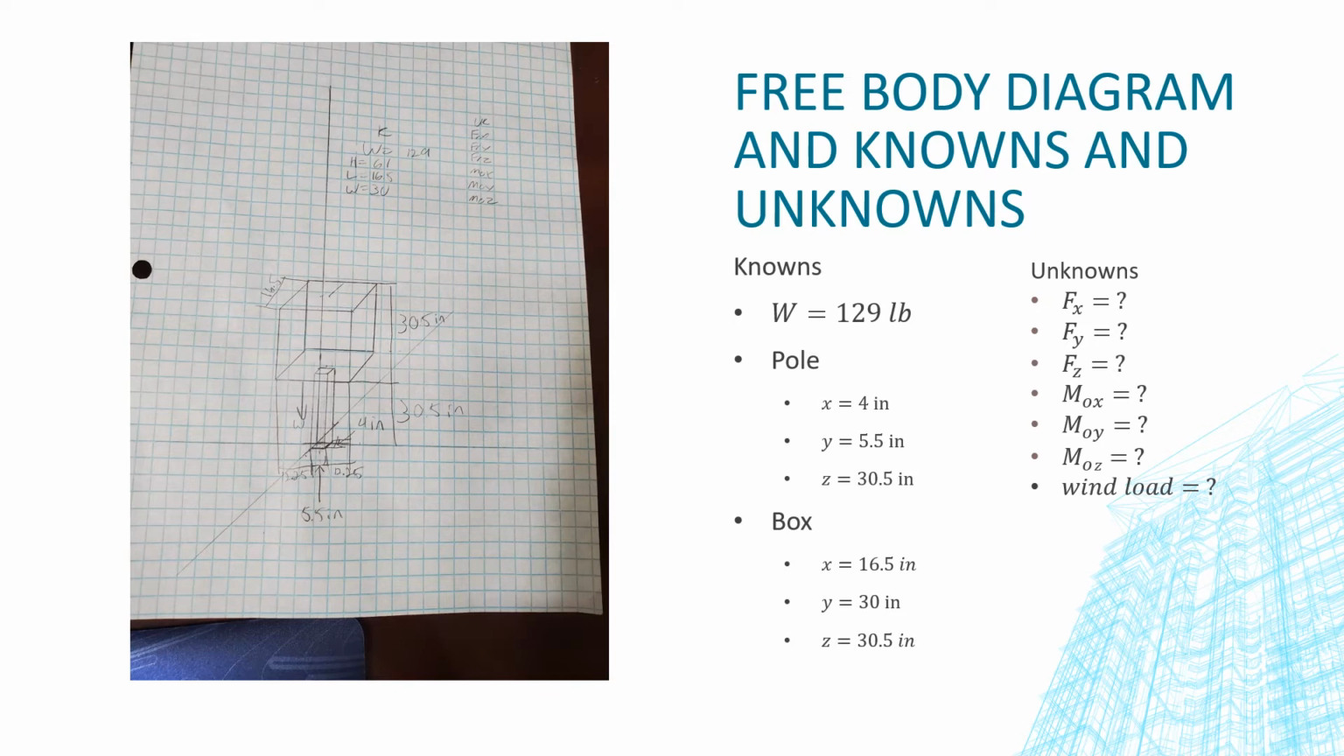Upon measuring and looking at the website, I found the Z to be 61 inches, the X to be 16.5 inches, and the Y to be 30 inches. To simplify things further, I split it into 2 parts, the pole and the box. The pole was 4 inches in the X, 5.5 inches in the Y, and 30.5 inches in the Z, whereas the box was 16.5 inches in the X, 30 inches in the Y, and 30.5 inches in the Z.